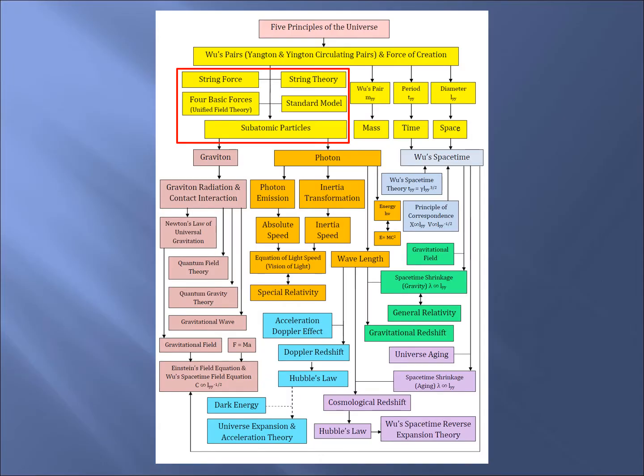Subject to the subatomic structures, four basic forces can be induced between two adjacent string structures. This is in accordance to unified field theory. A more detailed discussion of subatomic particles based on the string structures and the four basic forces can be found in my papers and book.